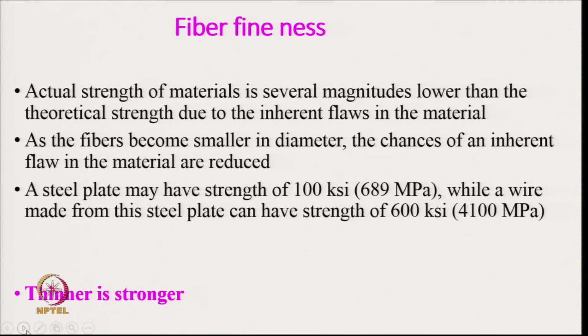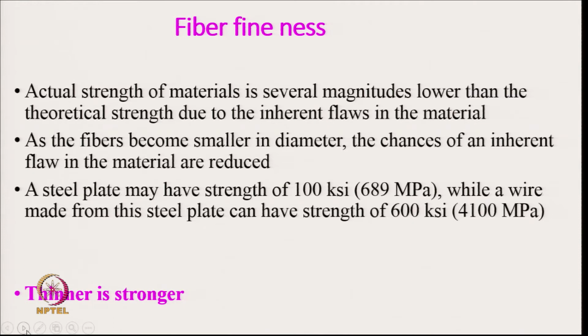Let us first discuss fiber fineness. What we call thinner is stronger. It is a general fundamental of textile material. Actual strength of a material is several magnitudes lower than the theoretical strength due to the inherent flaws in the material. That means, as the fibers become smaller in diameter, the chances of an inherent flaw in the material are reduced.